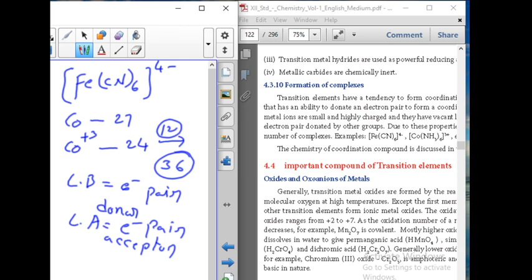Difference between the 24 and 36 is 12. So each Lewis acid, so 12 electrons. So 12 electrons means 6 pairs. This 6 is called our coordination number. Now cobalt having the coordination number, that is 6.